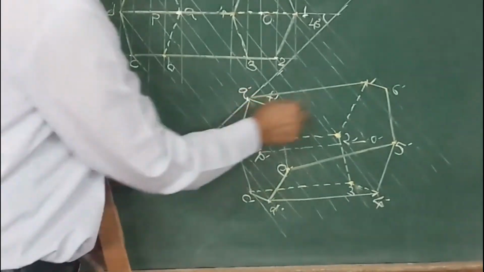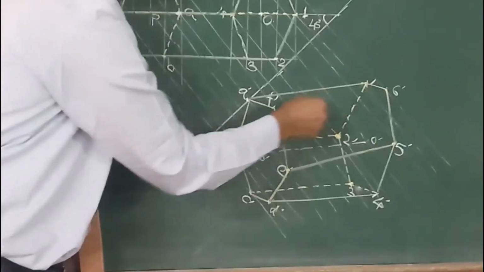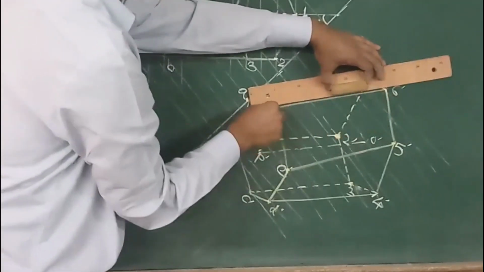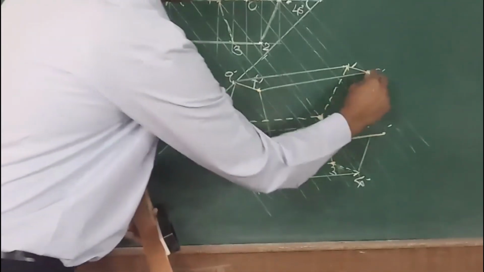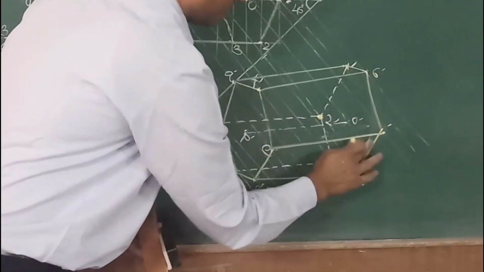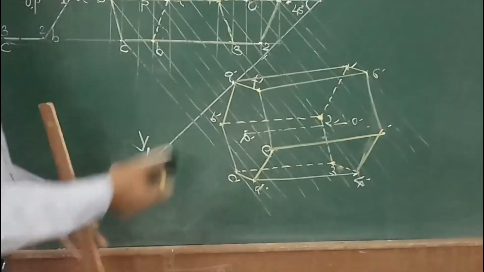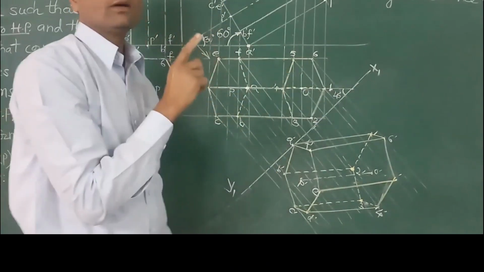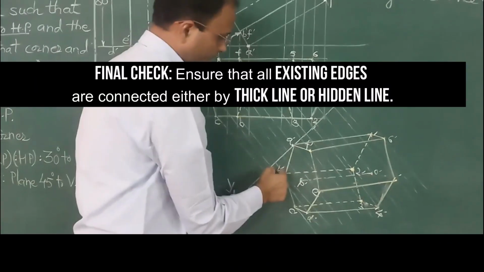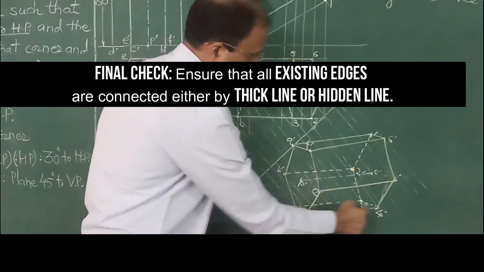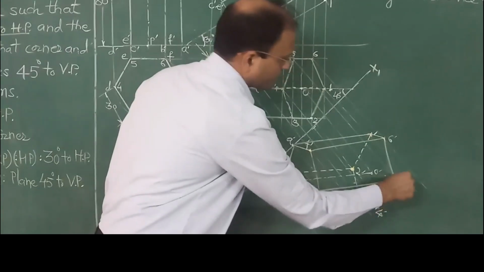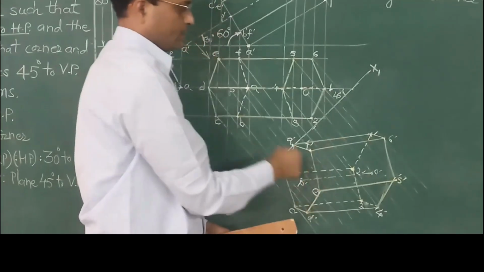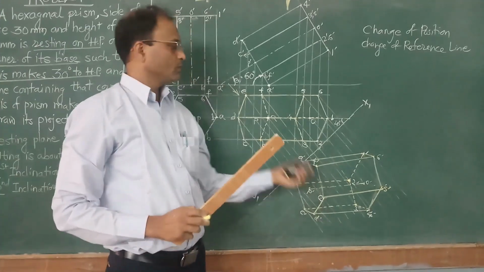Still one line is missing, and that is F6. So when I try to join F to 6, it is crossing this dotted line. That's why F6 will be thick. So F to 6 like this. So ultimately, the final view, front view of the solid will look like this. So finally we have to check whether we have connected all the edges. A1 connected, B2 connected, C3 connected, D4 connected, E5 connected, and F6 connected, and all the base edges and face edges, they are also connected. So this completes the final front view of this object.